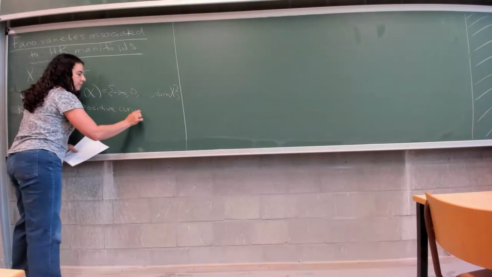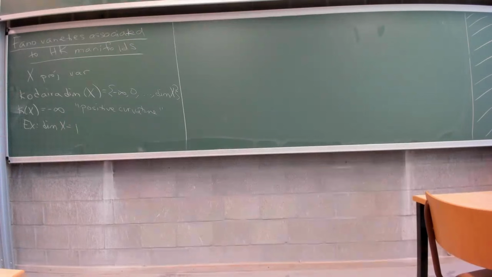Right, so in the case of a variety of dimension 1, so an algebraic curve, this actually does exactly correspond to having positive curvature. So if we have a curve and it has Kodaira dimension minus infinity, this actually means that our curve is just P1, which we know is the sphere. So here's my 3D picture of this curve, it is just S2, which indeed has positive curvature.